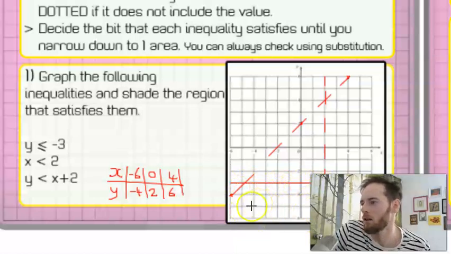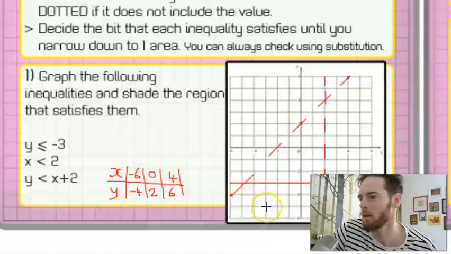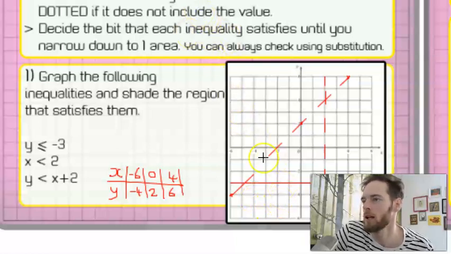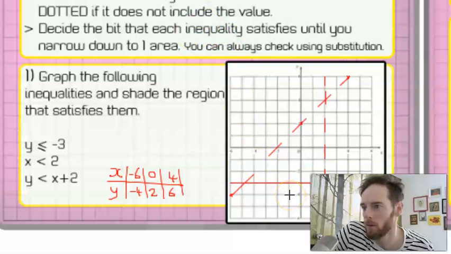Let's decide on the region that satisfies all three. So it's got to make mathematical sense in all three. Let's just choose a coordinate, right? So let's choose this coordinate value here, because that's the value of -1, -4. Now the only one that we really need to check it in is the last one, right?